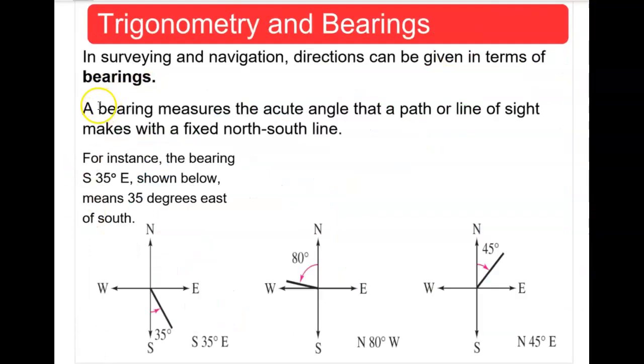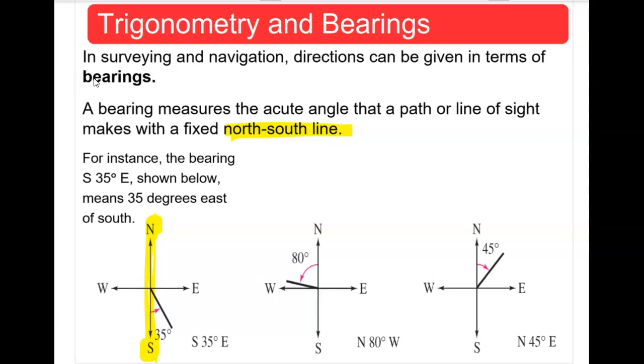Now let's talk about trigonometry and bearings. In surveying and navigation, directions can be given in terms of bearings. A bearing measures the acute angle that a path or line of sight makes with a fixed north-south line. So let's go over what the north-south line is. And I think you already know the answer: north, south. So in terms of x and y, imagine that the north-south line is the y-axis.